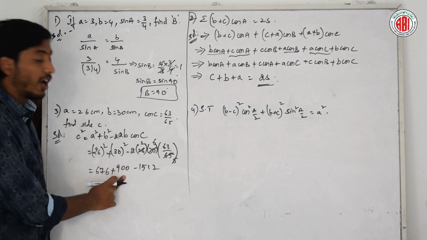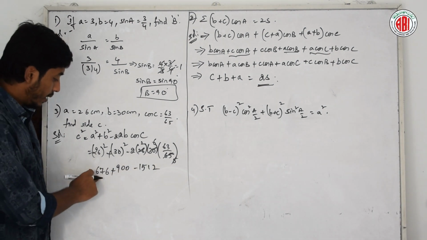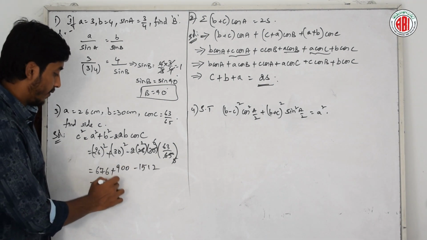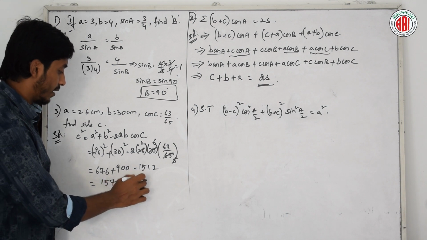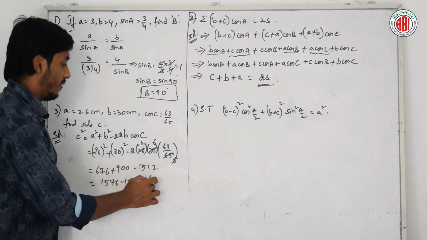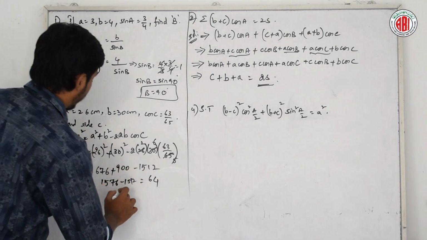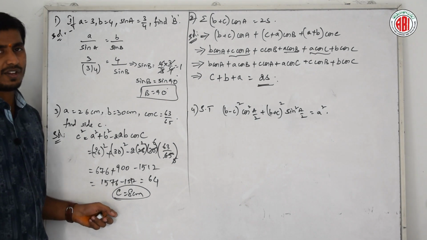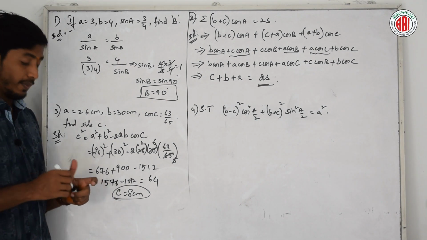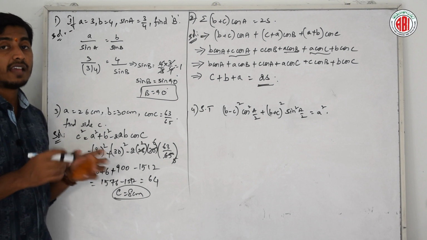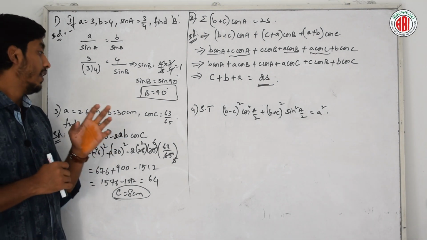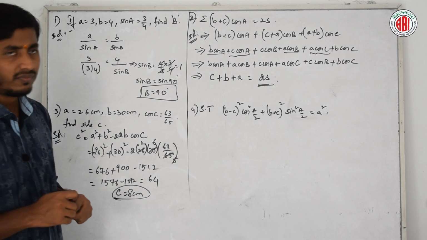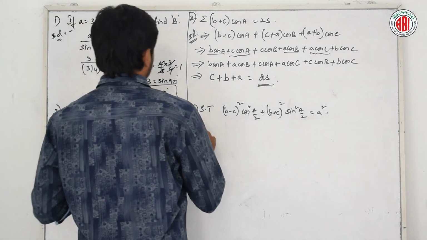Now add and subtract this. 676 plus 900, how much will it be? 1576 minus 1512. How much is it? 64. Therefore, what will be the value of C? C will be 8 centimeters. Can I write it as plus or minus 8? No. Why? Because C is the side, which is the length of a side of triangle ABC. Therefore, it should always be positive. Clear? Now look at the next problem.